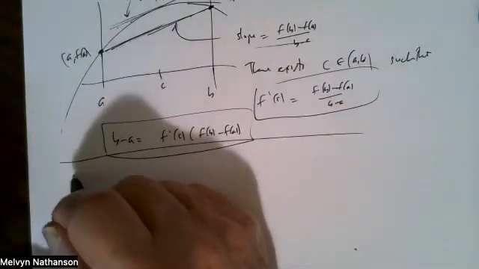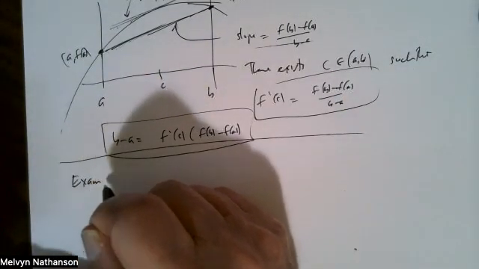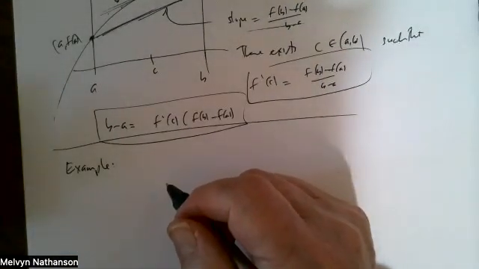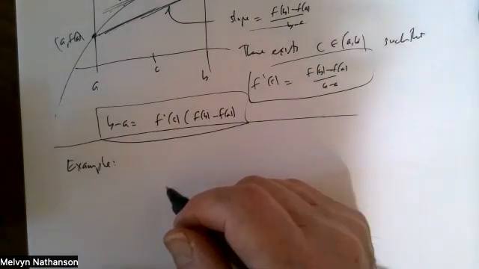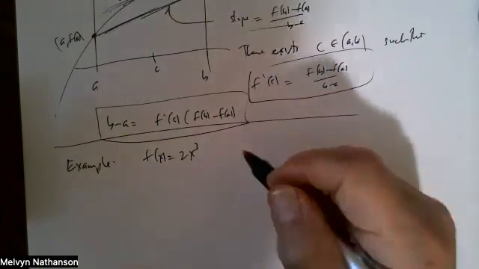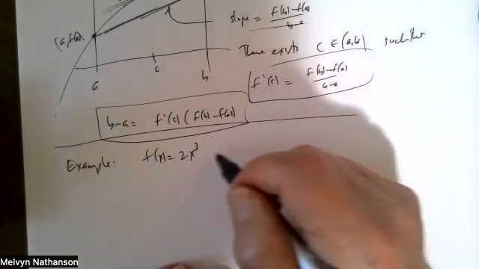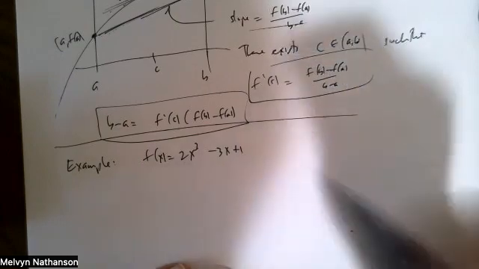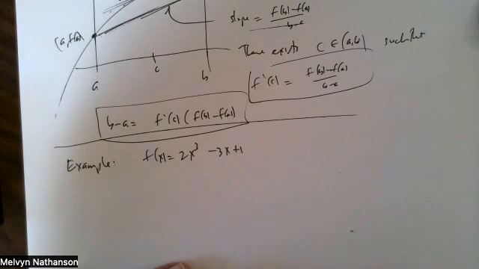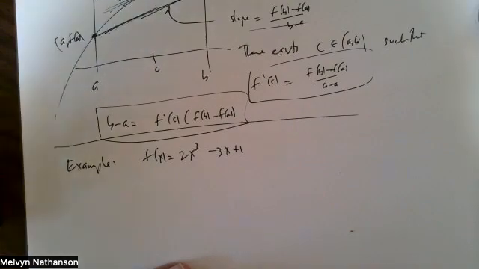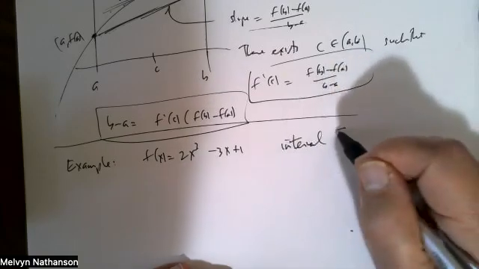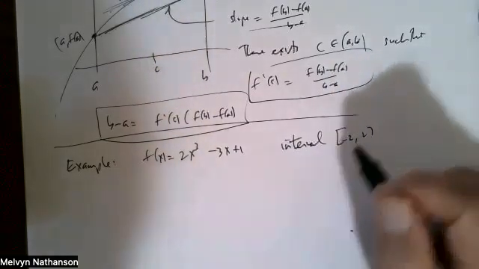Let me look at an example to try to make this a little bit more concrete. Suppose we have the function f of x is 2x cubed minus 3x plus 1. And I want to look at the interval from minus 2 to 2.